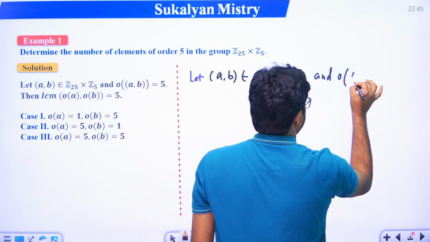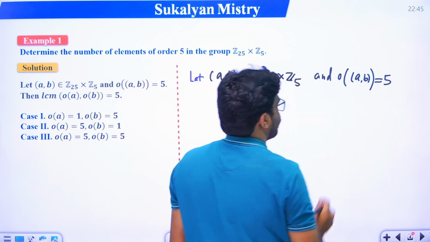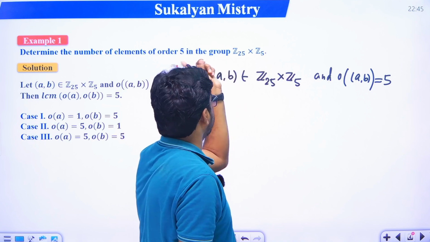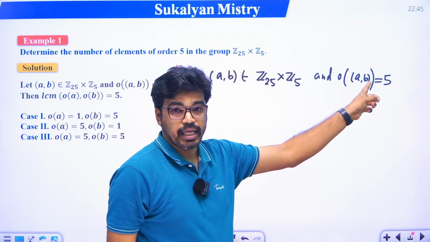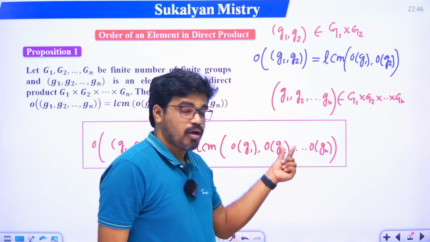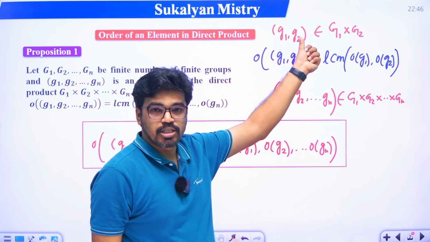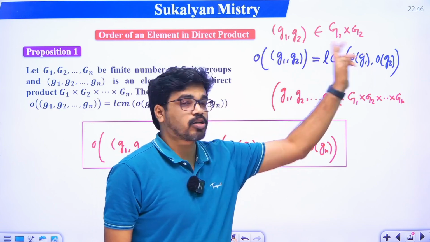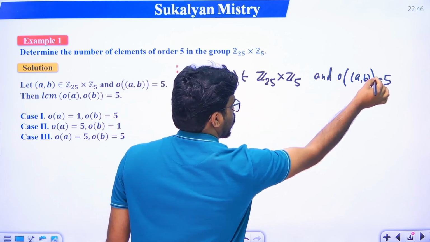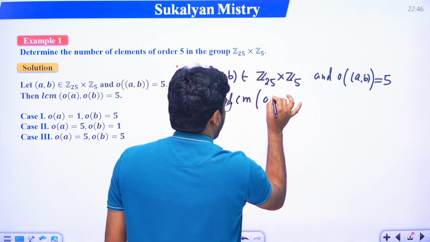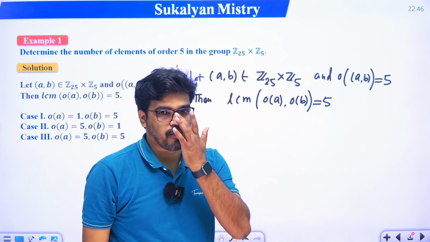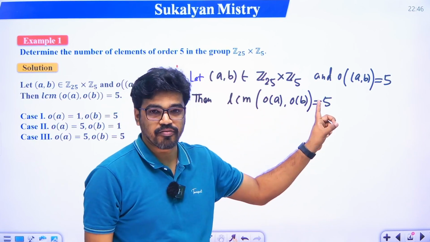Suppose the order of A, B is 5, where A, B belongs to Z25 cross Z5. Just see this formula: the order of the element G1, G2, Gn is equal to the LCM of order of G1, order of G2, order of Gn. If we consider 2 elements G1, G2, the order of G1, G2 is equal to LCM of order of G1, order of G2. Then the order of A, B is the LCM of order A, order B, and this is equal to 5. So what are the possibilities? See, the LCM of order A and order B has to be 5. So what possibilities can there be?